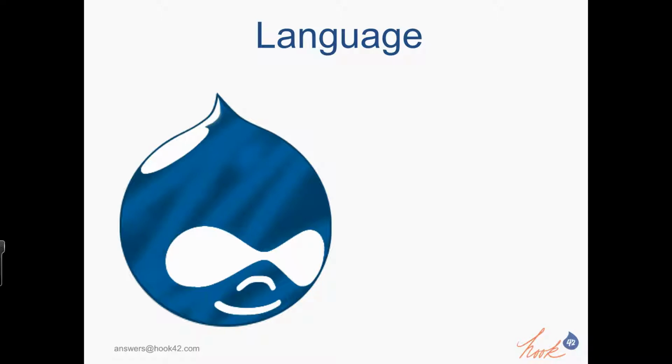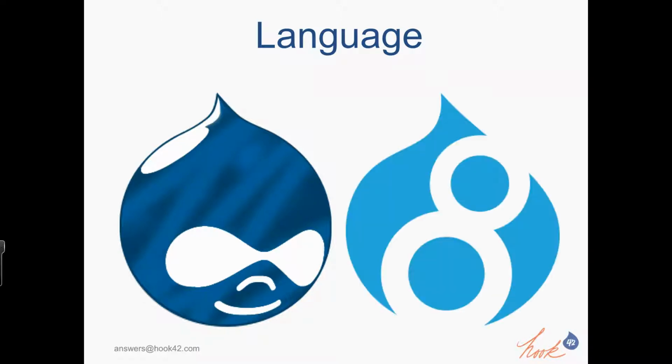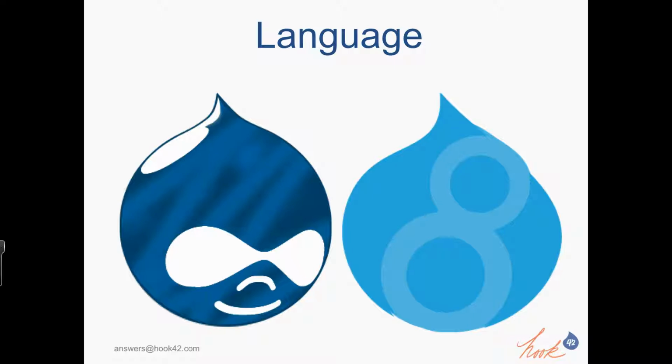Language is like, it's here, but it's a little bit blurry, right? It's just not all the way right. But in Drupal 8, language is crystal clear. It's seamless in the whole system.